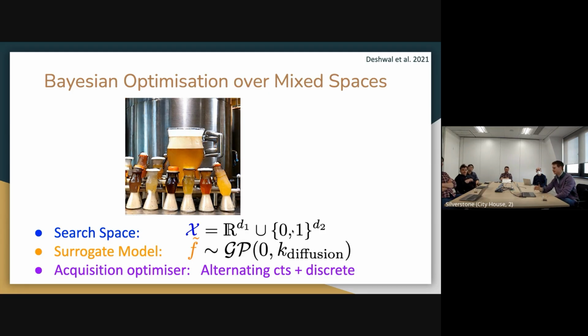For these sort of problems, people have proposed, and I think Ian came and did a seminar on this paper at some point in the seminar series, this diffusion kernel, which extends notions of RBF kernels across discrete spaces, but allows you to mix and match. And the common way to actually maximize this acquisition function, so propose new points, is hopping between a continuous and a discrete optimizer.